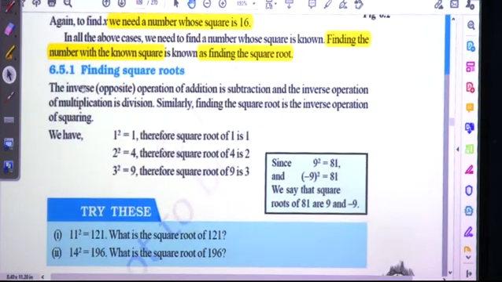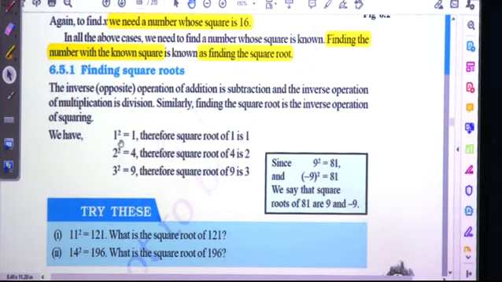The inverse or opposite operation of addition is subtraction, and the inverse operation of multiplication is division. Similarly, finding the square root is the inverse operation of squaring. We have studied in the first chapter the multiplicative inverse and the additive inverse. I hope you remember it. Similarly, now what is the inverse of square? It is finding square root.